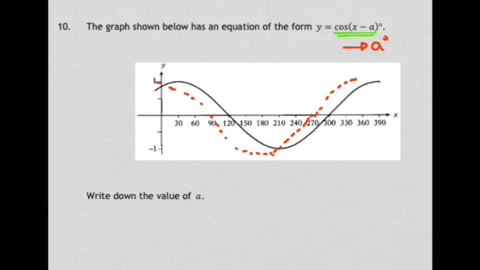But this one has been moved across so many units. And that's what the question asks you: how much has it been moved across? Well, if it normally goes through 90 and it's now going through 120, that should be fairly easy.